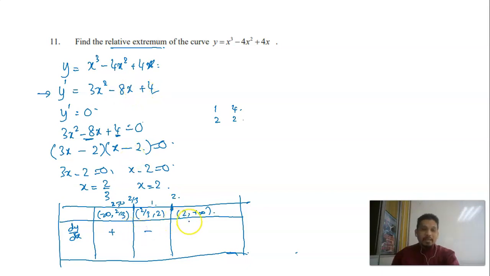Okay, and then greater than 2. Let's make it 3. 3 squared equal to 9 times 3 equal to 27. 27 plus 4, 31. And then negative 8 times 3 is negative 24. So 31 minus 24 is positive. Okay, so we come up with a conclusion that it is increasing, decreasing, and increasing. Class, dy/dx is actually what we call a gradient.